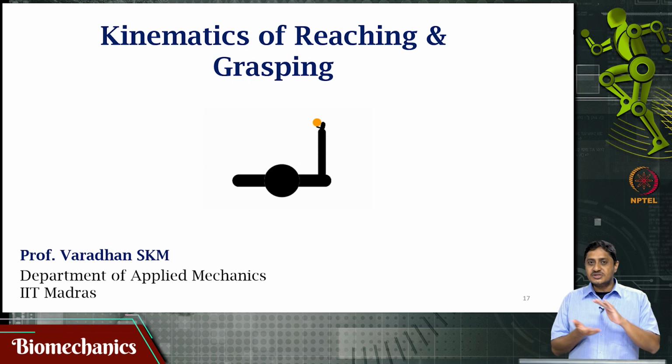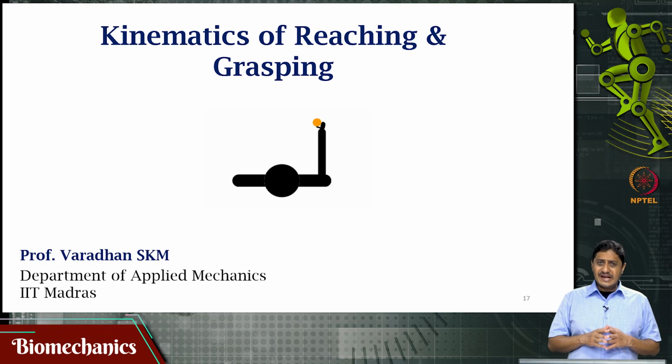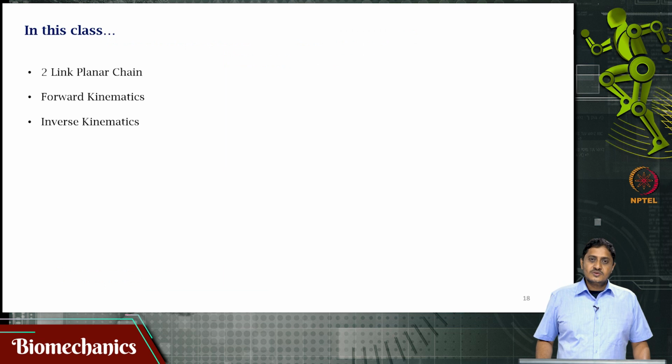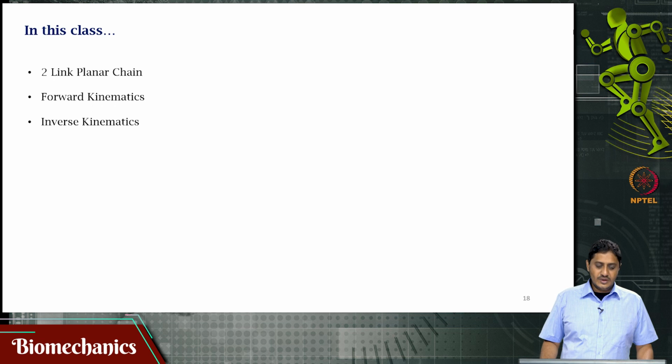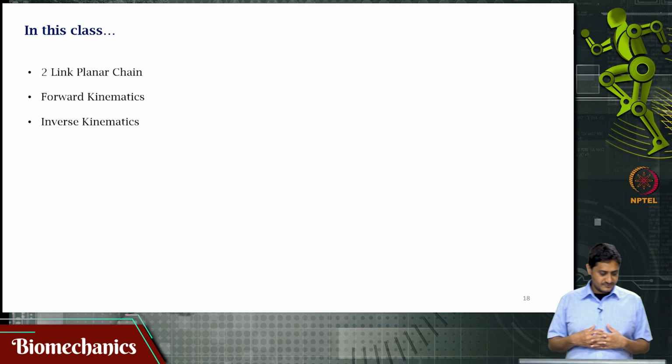Likewise, reaching. While we are discussing reaching, of course, we restrict our attention to planar reaching, reaching within the plane. What are the various constraints that are there? Something to keep thinking about. So, in this video, we discuss the kinematics of a two-link planar chain, its forward kinematics and its inverse kinematics. We start our analysis with first principles and we proceed to develop the method for this type of analysis.